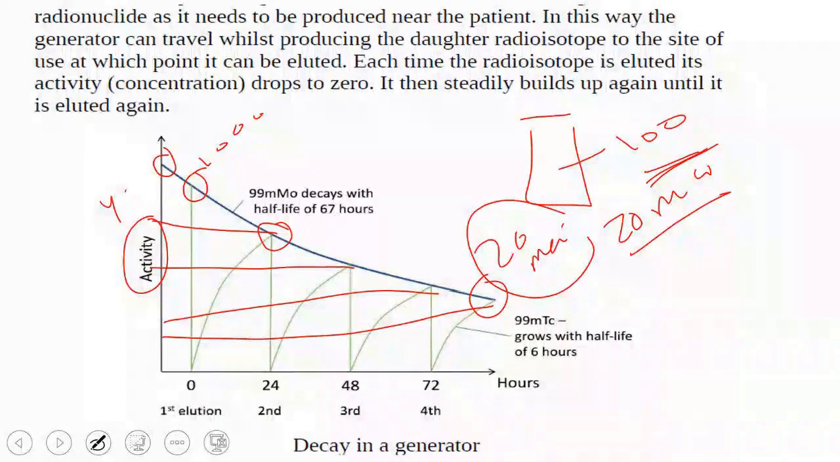Why wait 24 hours? Because after 4 half-lives of technetium, equilibrium occurs. What is equilibrium?